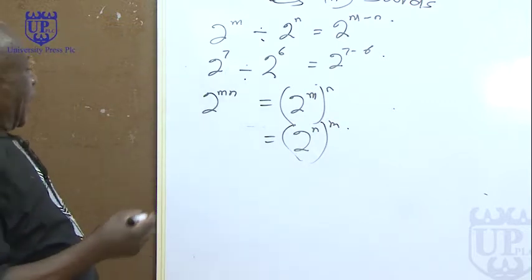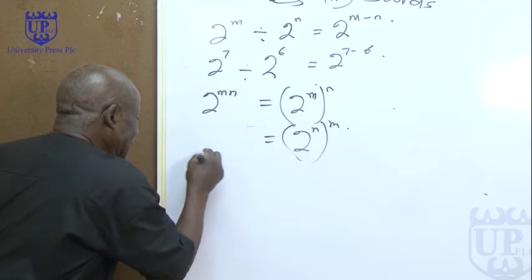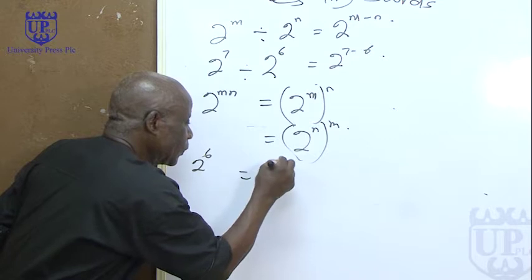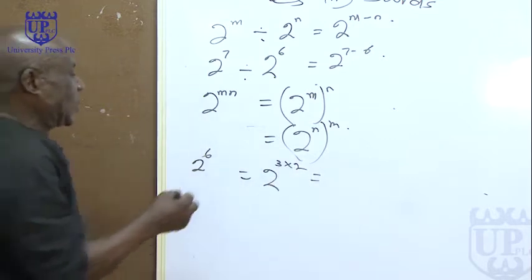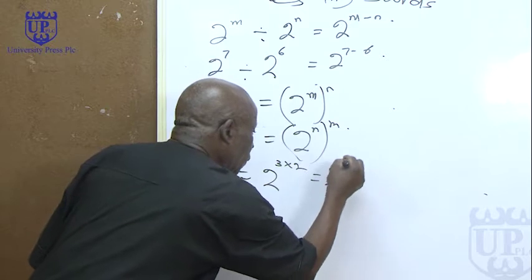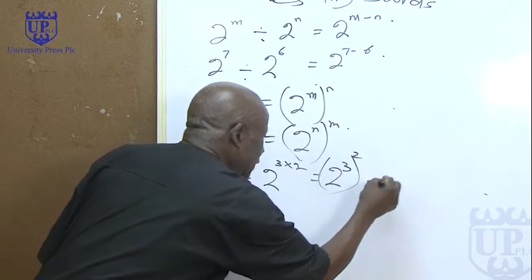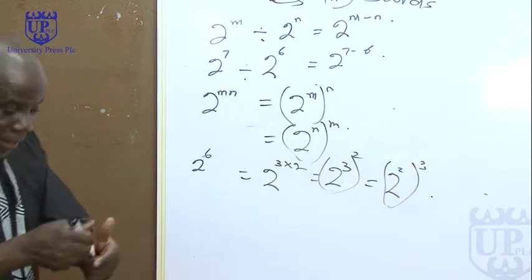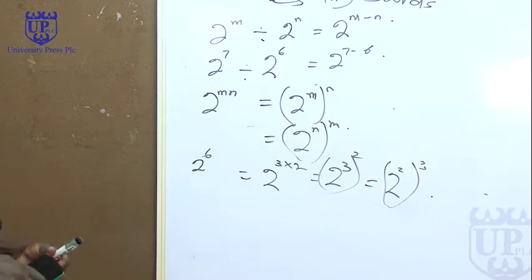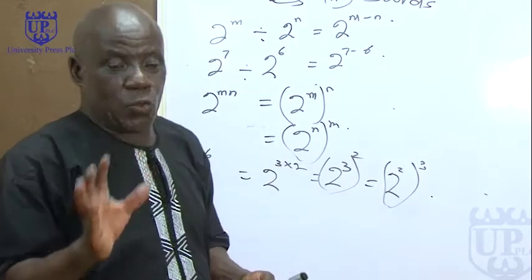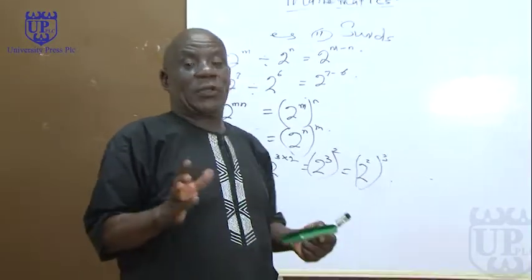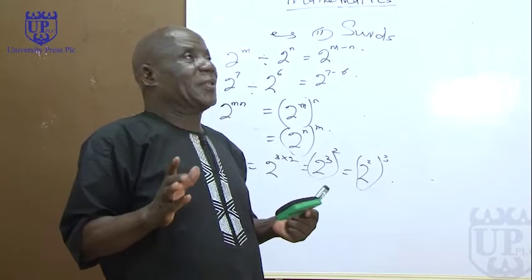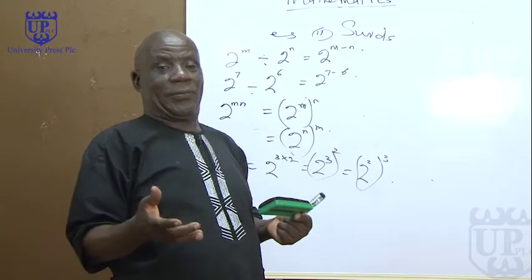For example, 2 raised to power 6 is the same thing as 2 raised to power 3 times 2, which is the same thing as 2 raised to power 3 all squared, which is the same thing as 2 raised to power 2 all cubed. Please take note. Now, any number raised to power 0 is 1, but you are not permitted to say 0 raised to power 0. It's a mathematical absurdity. It doesn't have any meaning.